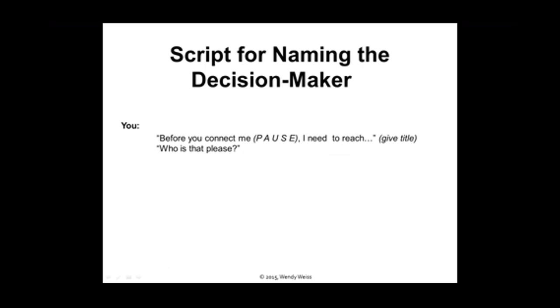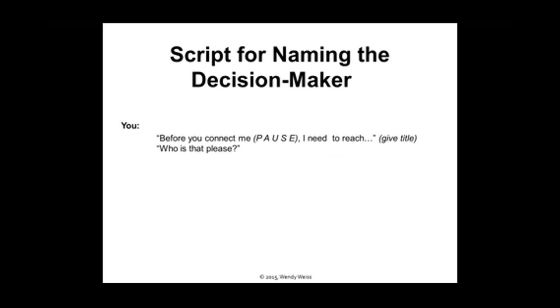You say, "Before you connect me," and you pause there because you want them to hear the word before, because you want a name. You don't want just to be connected to somebody's voicemail. And then you say, "I need to reach," and you plug in the title. You do not ask for the person that makes the decision to purchase something or the person that makes the decision on real estate, because if you do that, you may as well just say, "Hi, I'm a salesperson and I want to sell something."